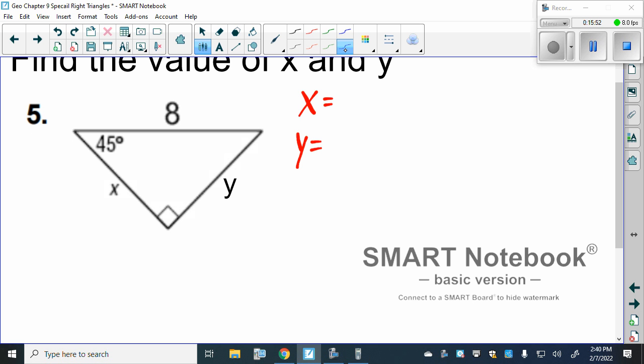So again, we're given the hypotenuse of 8. And whenever we're given the hypotenuse on a 45, 45, 90, we divide by the square root of 2. And when we divide 8 by the square root of 2, we would get 4 square root of 2.